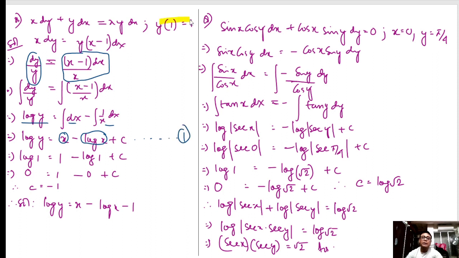If x is 1, y is 1 in our equation. So let's see, we put y as 1, x as 1, y x as 1. So this is 0, this is 0. So c comes out to be minus 1. Putting its value back in equation 1, we get this is the solution.